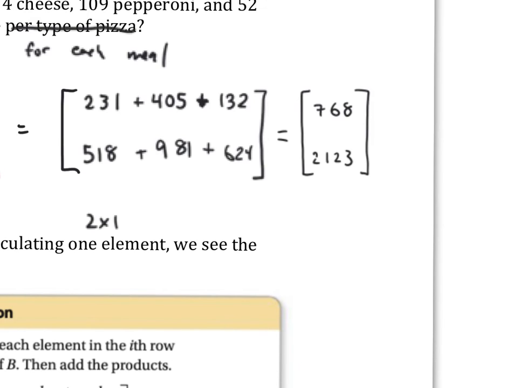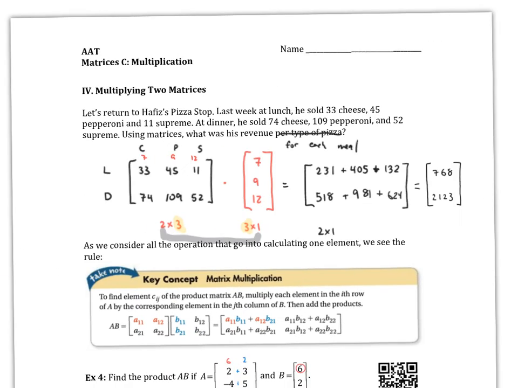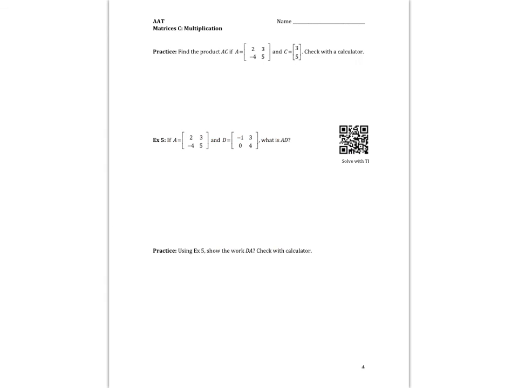And now we answer the question, what was the revenue for each meal? Last week, $768 in revenue, and $2,000 for lunch, and $2,123 in revenue for the dinner. If you wanted to know what your total revenue was, here it's just a quick sum. If you wanted to go further, you can add those together. So that brings us to solving matrices.